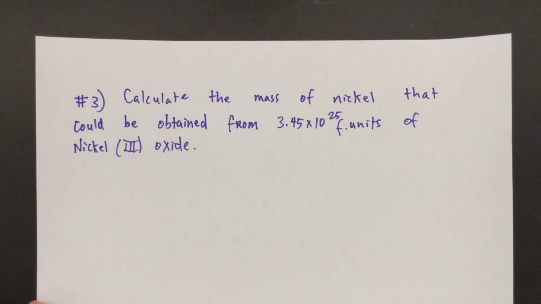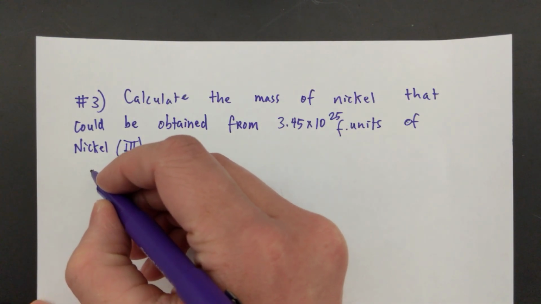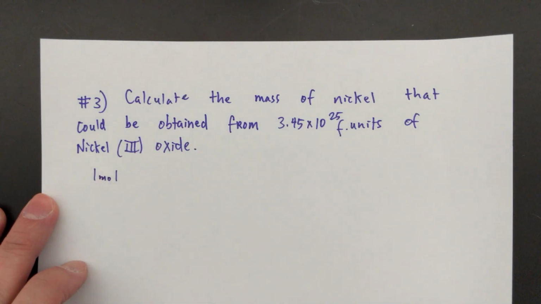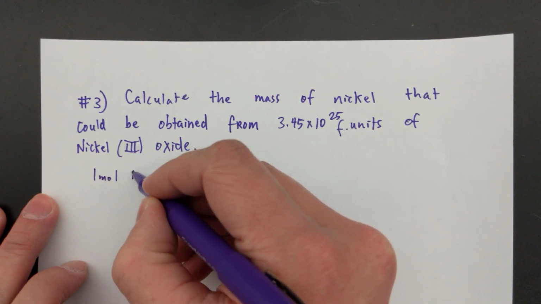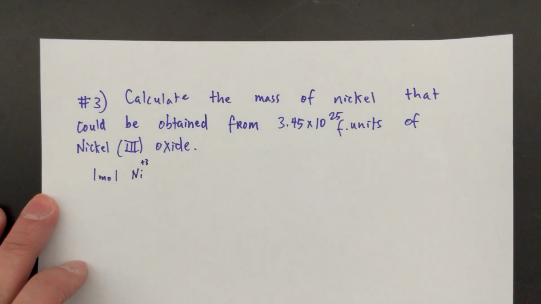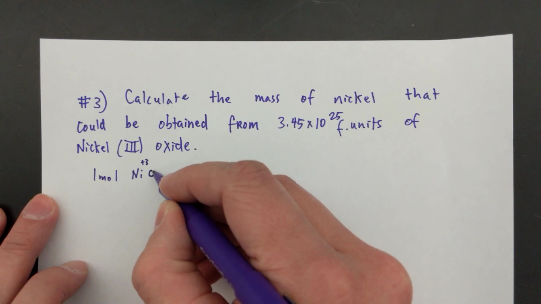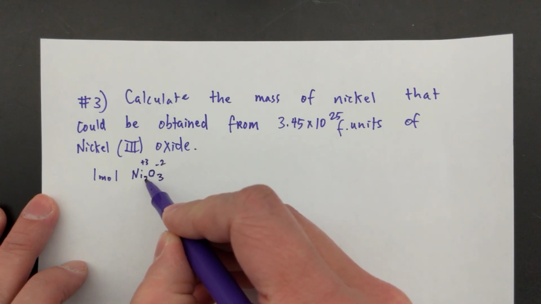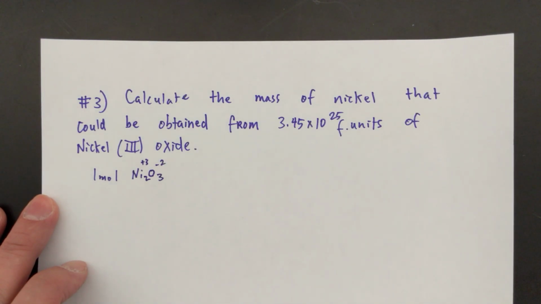And to do that, we're going to need to come up with the name of nickel 3 oxide. That's going to be our formula, our compound, so we're going to start that with 1 mole. And then we know that nickel, because the Roman numeral 3, has a charge of positive 3. Oxide comes from oxygen on the front of the periodic table, so as we crisscross those charges, we would end up with Ni2O3.